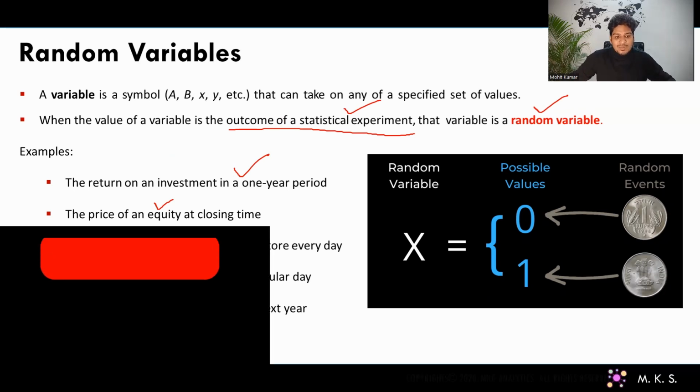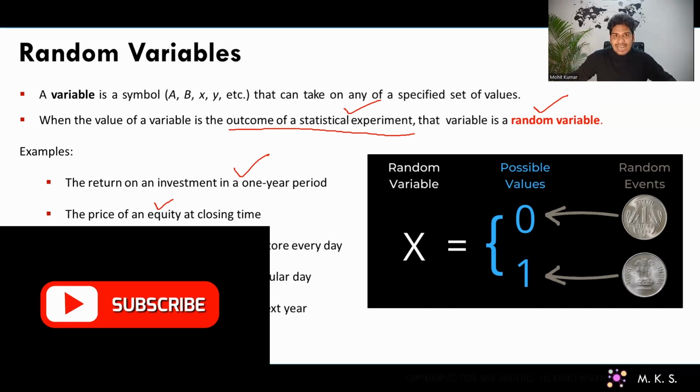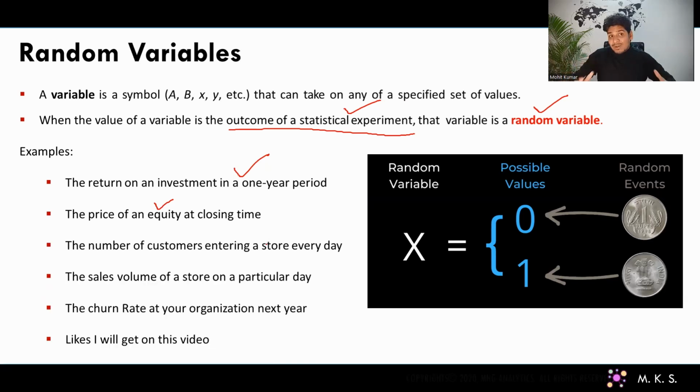Now, number of customers entering a store every day. Let's say you have a store, or you can talk about Amazon, or you can talk about Flipkart. They have a number of customers coming, but that number can vary every day, right? So that's a statistical experiment, right? So it is also a random variable. This is also a random variable, random variable, random variable.